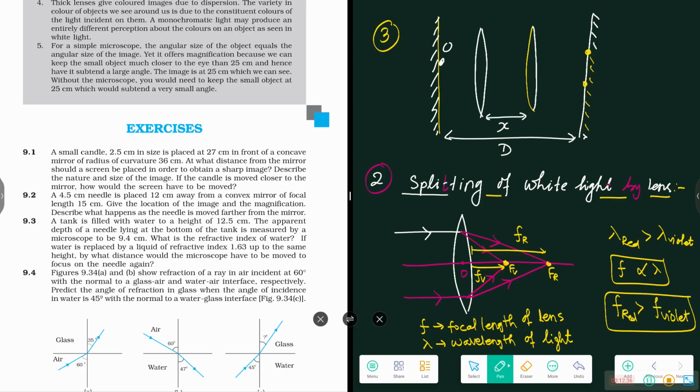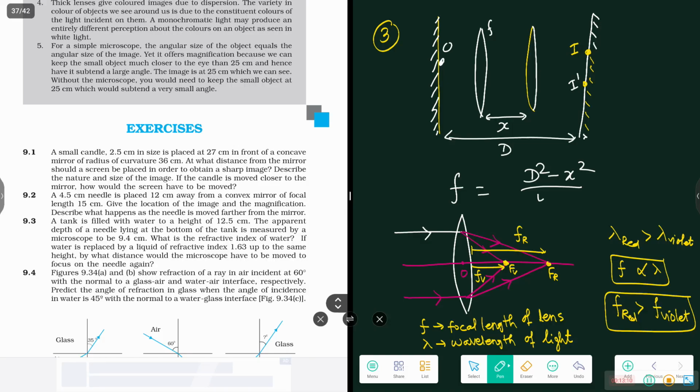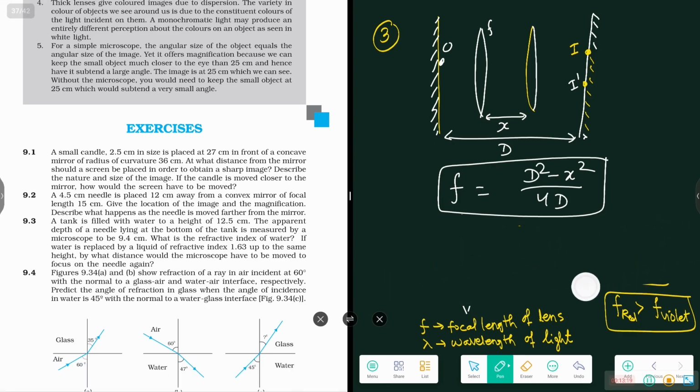Okay, see, this is your one lens only, this is the displacement. Your focal length is F. For one position you are getting one image I1, and for another position you are getting another image. So now if I write the focal length, what is the focal length formula? It will be D square minus X square by 4D. This formula directly you remember, you can prove this also, no worries. But directly you can remember. D square minus X square by 4D.